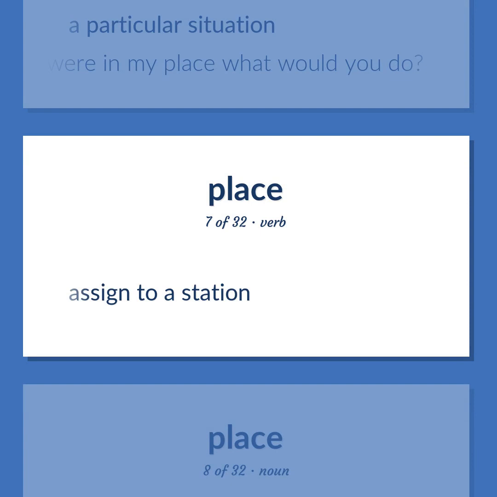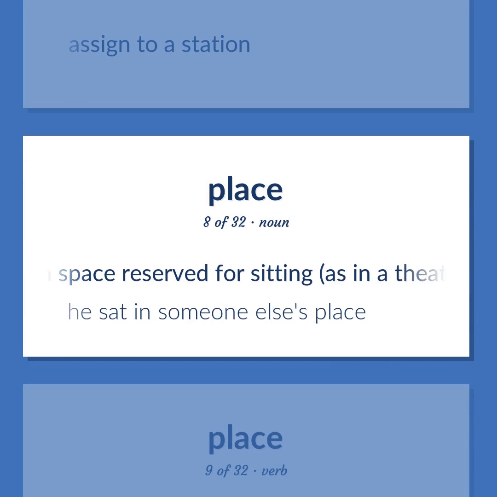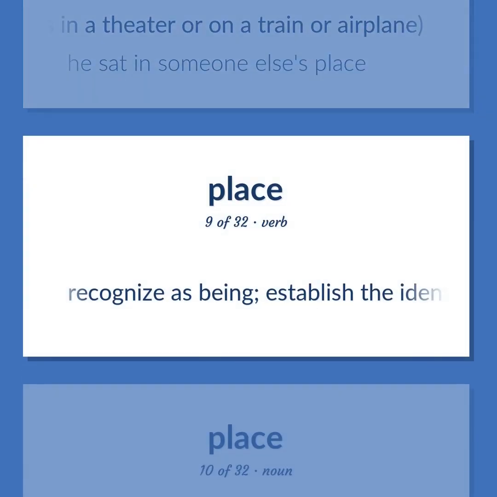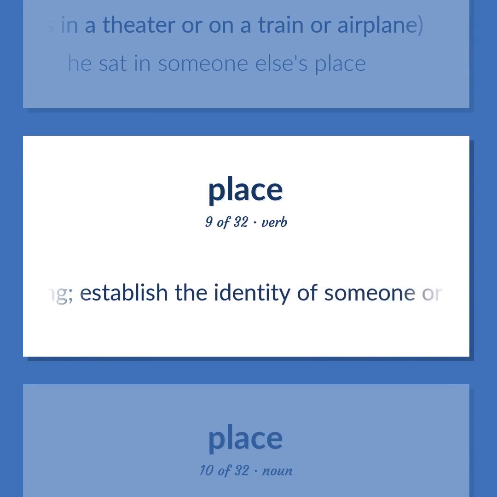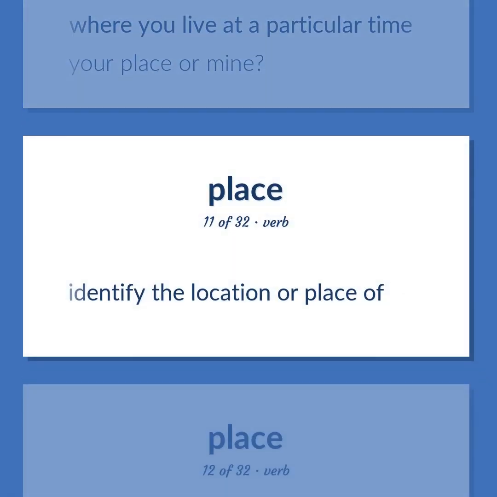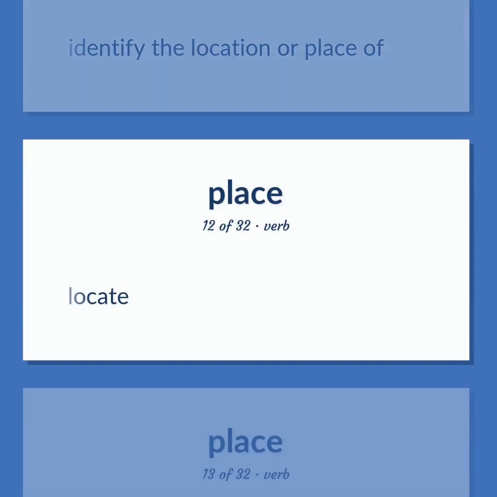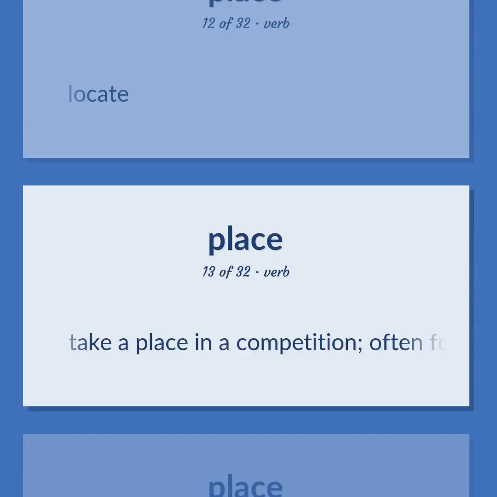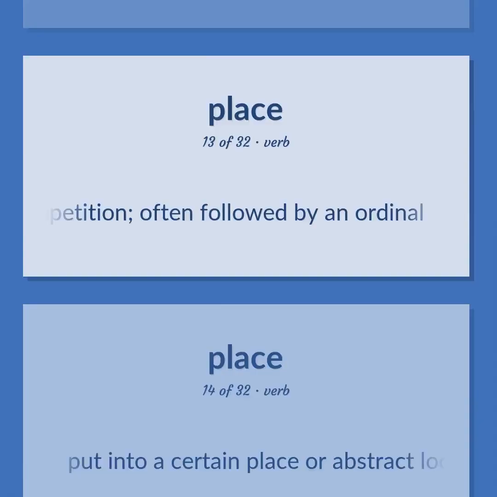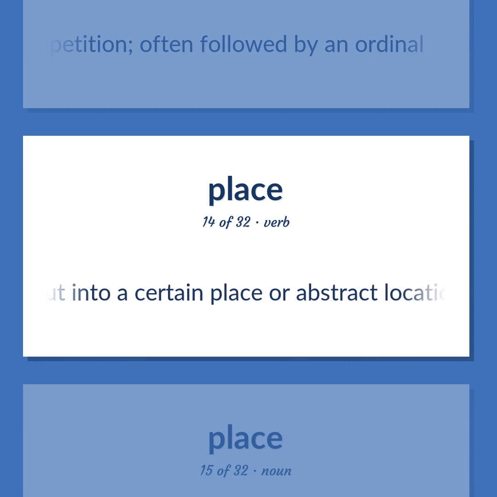Assigned to a station. A space reserved for sitting, as in a theater or on a train or airplane. He sat in someone else's place. Recognize as being. Establish the identity of someone or something. Where you live at a particular time. Your place or mine. Identify the location or place of. Locate. Take a place in a competition, often followed by an ordinal. Put into a certain place or abstract location.